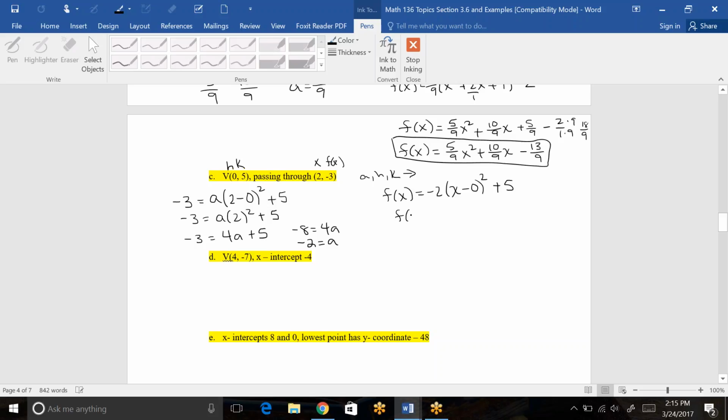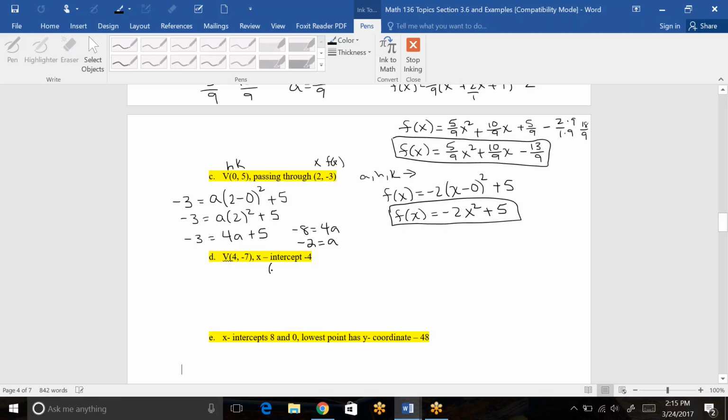X minus 0 though is just x. So this is just x squared. So there is nothing else to do there because x squared doesn't need to be FOILed out, it's just x. So that one actually went pretty quick.